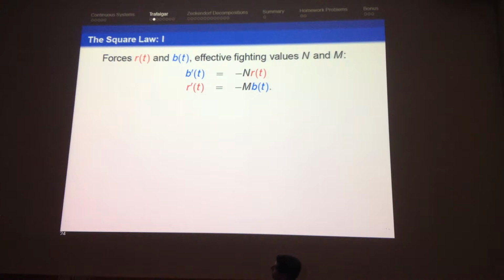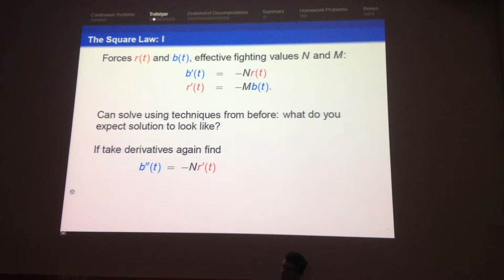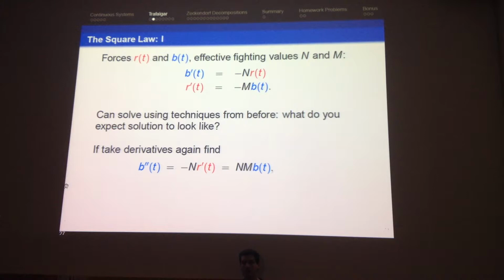What do we expect? Well, B double prime, we just take the derivative of the first, would be negative N times R of T. Well, we can now substitute for R of T. We get a very simple differential equation of degree 2. What's nice is there's no term involving B prime. It's just B double prime is some constant times B of T. And in fact, we get exactly the same equation for the second one. So when we take two derivatives, we get back to where we started, but multiplied by NM.